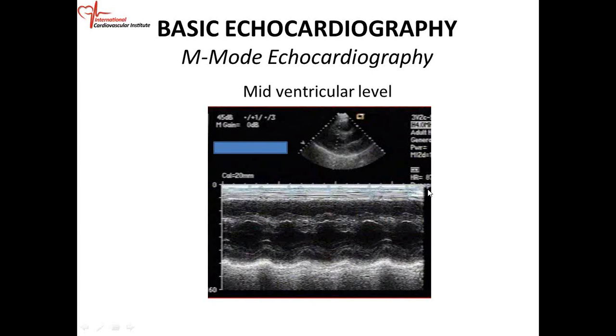So you need to know what the time is. All right, so let's work through this M mode.